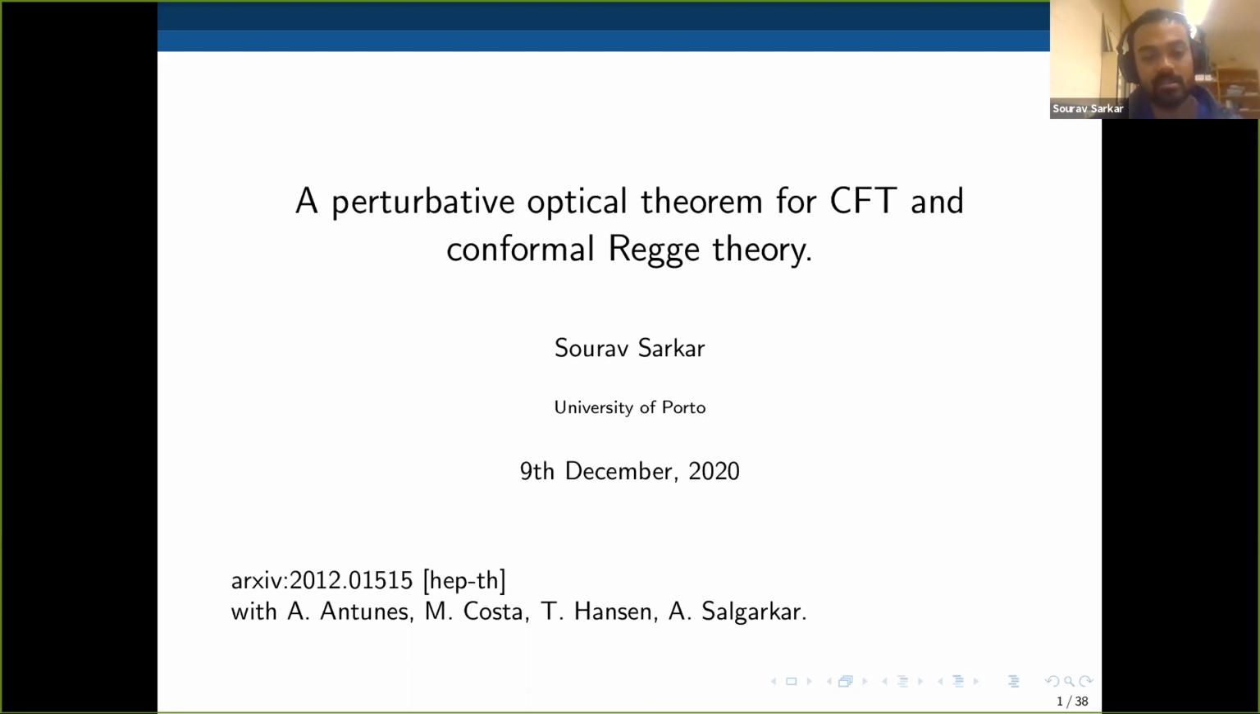So I will be presenting a new optical theorem that we have derived and how we apply it to study conformal Regge theory. It's based on this recent paper that we uploaded, and my collaborators are Antonio Antunes, Miguel Costa, Tobias Hansen, and Aditya Sarkar.